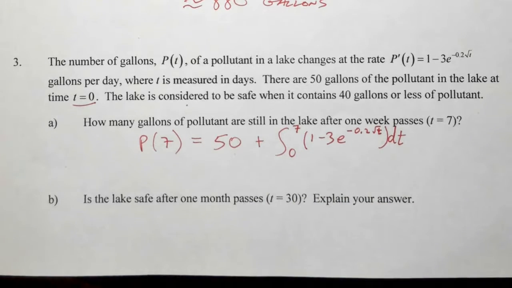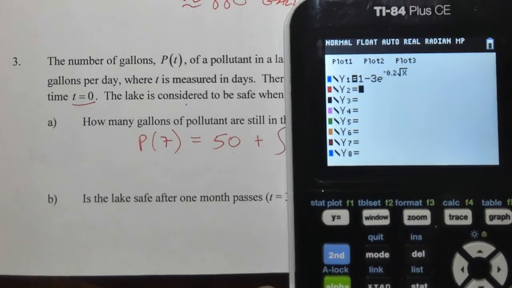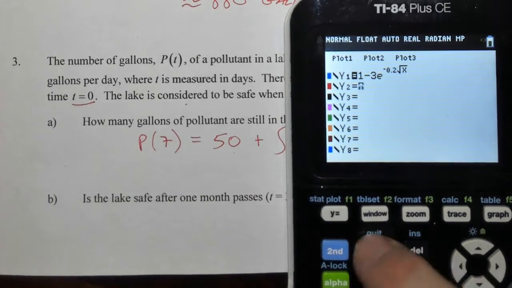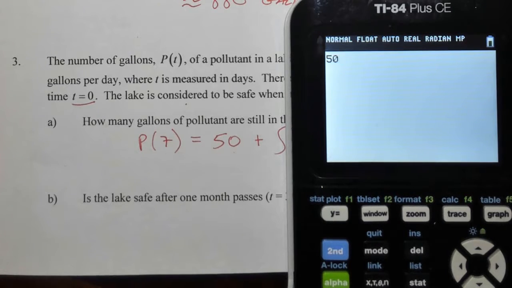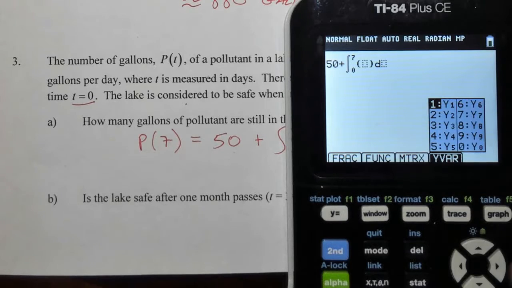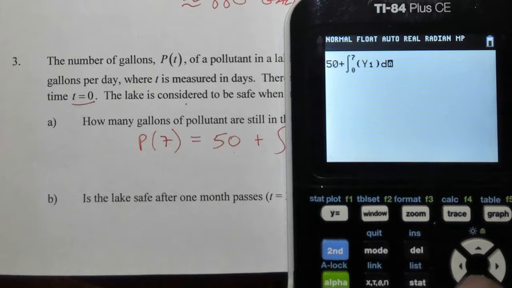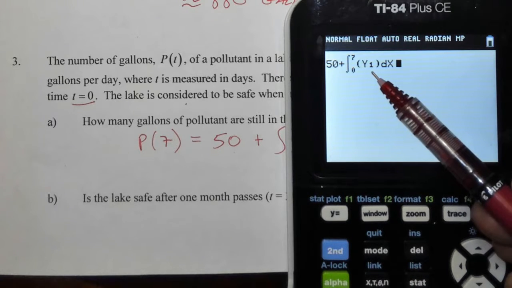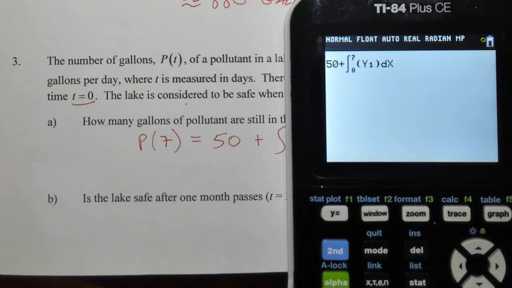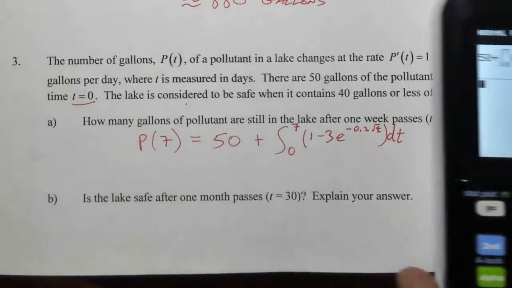All right, so we go to our calculator, and there's our function in y1. So we get out of here and down to the main screen, we'll have 50 plus, and then math 9, and the low bound is 0, and the upper bound is 7, and then we have our y1. Again, that's alpha trace, to get y1 up on the screen, and dx, and y1 has our function in it. So when we hit enter, it's going to calculate, and we see 42.1245. And again, the reason why it's less is because the pollutant is dissolving in the lake.